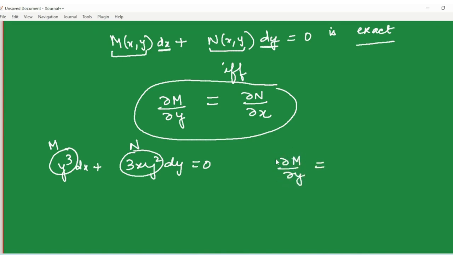Now by del m by del y, we mean the partial derivative of m with respect to y. That means you have to differentiate m with respect to y, treating x as a constant. Whenever you differentiate partially, you differentiate with respect to the variable, treating everything else as a constant. So when you talk about del m by del y, you have to differentiate y cube with respect to y, treating x as a constant. So it's going to be 3y square.